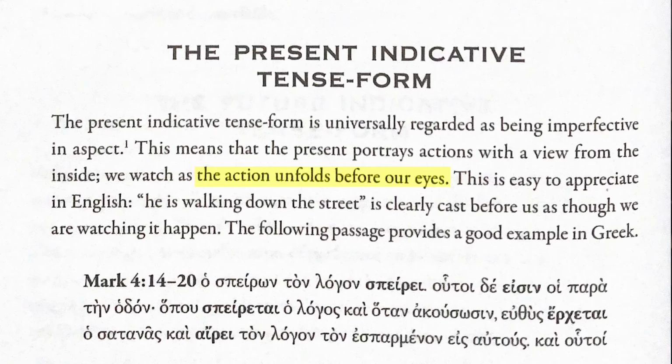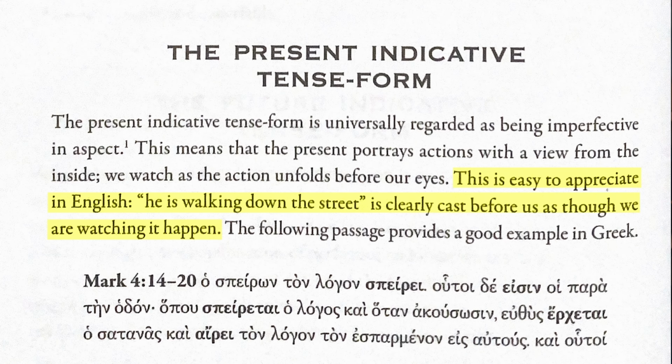We now come to chapter 4, which is on imperfective aspect. Since perfective and imperfective aspect are described as opposites, some of the same concerns with Campbell's definition of perfective also apply to imperfective. He says that with the imperfective aspect, an action is presented as though unfolding before the eyes. He goes on to use an example from the progressive form in English to illustrate, when he says, "This is easy to appreciate in English. 'He is walking down the street' is clearly cast before us as though we are watching it happen."